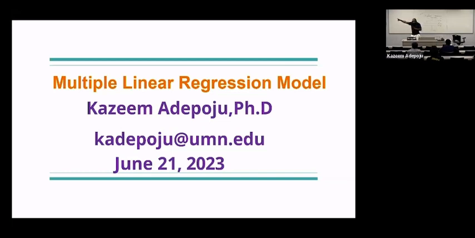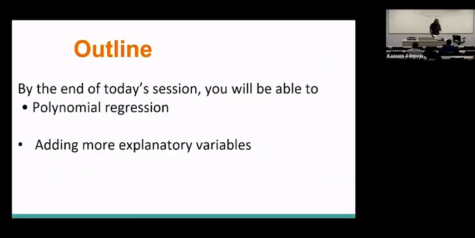The word multiple depicts that the number of independent variables we're going to have will be more than 1. Does that make sense? That's what it means. Now, in the outline, I'm going to walk you through what we call polynomial regression. And I'm also going to walk you through how to add more explanatory variables to a model.